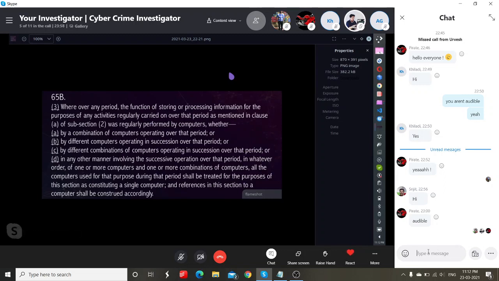So in that regard, if the information was fed from multiple sources due to the operation of various computing powers or various computers in place, still the actual information will be termed to be collected or constituted from a single computer only. That will be made as an assumption over there. And then the references shall be construed accordingly in terms of that computer. This is subclause 3.